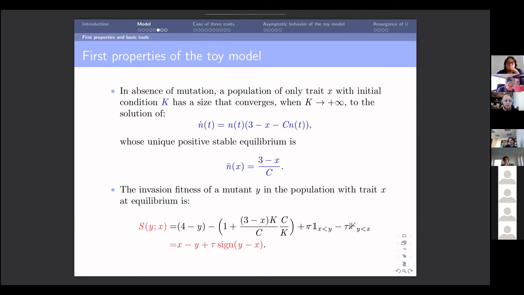And next, you have the transfer. Transfer is going to add you new individuals of trait Y if Y is larger than X. There's a typo here, it should be the indicator. Otherwise, it's minus tau if Y is less than X. So I get this formula for the invasion fitness.